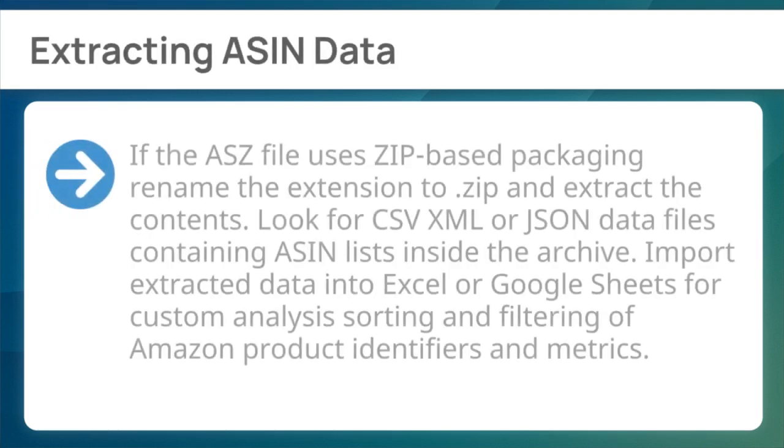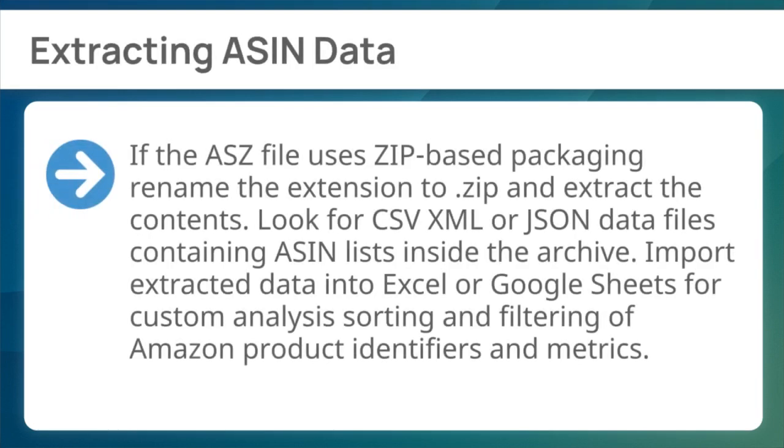Finally, extracting ASIN data. If the ASZ file uses zip-based packaging, rename the extension to zip and extract the contents. Look for CSV, XML or JSON data files containing ASIN lists inside the archive. Import extracted data into Excel or Google Sheets for custom analysis, sorting, and filtering of Amazon product identifiers and metrics.